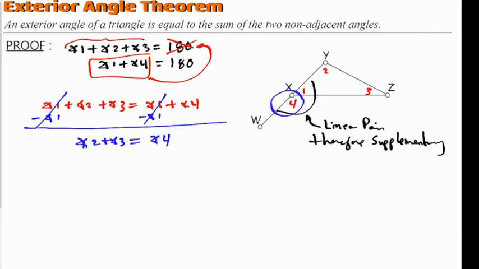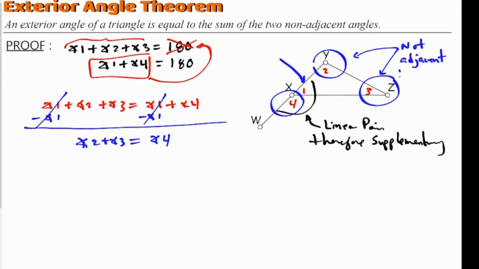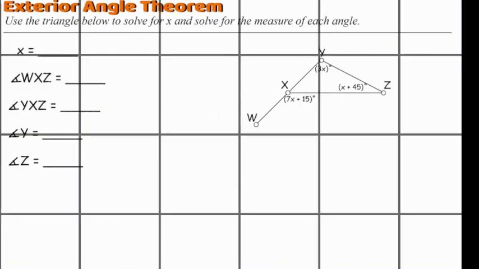Well, angle 4 is our exterior angle, and angle 2 and angle 3 are the two angles not adjacent to 4. We see that in this drawing, angle 1 was adjacent to 4. Angle 2 and 3 are not adjacent to 4. So the exterior angle is equal to the sum of the two non-adjacent angles of the triangle.